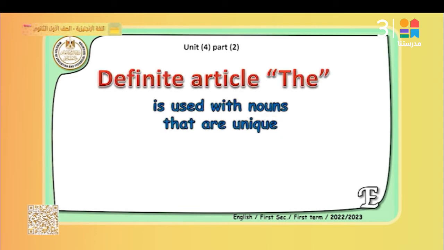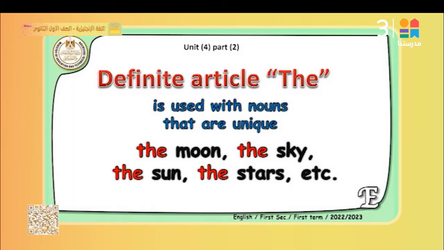Again, when can we use the? We use it with unique things. What is unique? Unique means something which is different. You remember the word unique, we studied it before. Something which is different from other things. For example, we can say the moon, the sun, the sky, the stars, and so on.